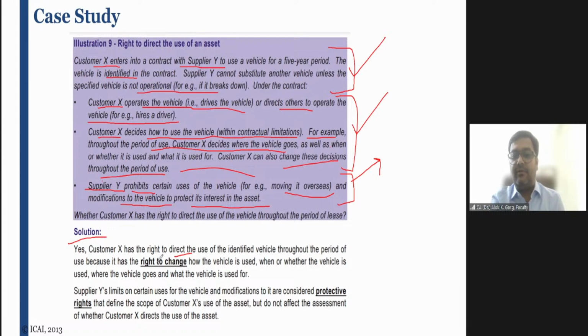It has a right to change how the vehicle is used, when or whether the vehicle is used, where the vehicle goes, and what the vehicle is used for. So it means it is customer X who is deciding how the vehicle is used and for what purpose the vehicle is used. So this is the lessee who is controlling the use of the asset. Supplier Y's limits on certain uses of the vehicle and modification to it are considered protective rights that define the scope of customer X's use of the asset, but do not affect the assessment of whether customer X directs the use of the asset or not, right?